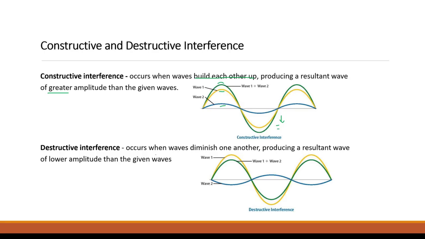So for destructive interference, this occurs when waves diminish one another and they produce a resultant wave of lower amplitude than the given waves. And so when we have wave 1 here, and we have wave 2 whose troughs meet the wave 1's crest, you're going to have destruction, and when you add them up together, you get destructive interference. Notice for both examples that we have the same wavelength and same frequency for the waves being added, as well as the result.